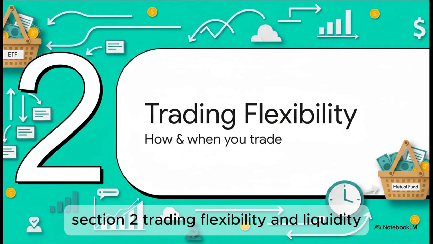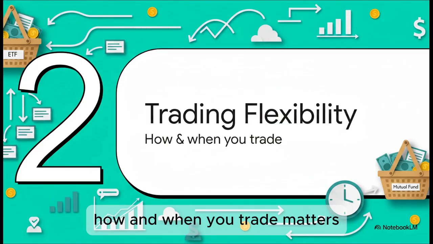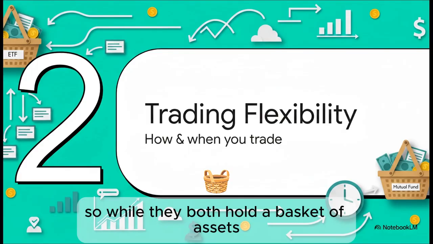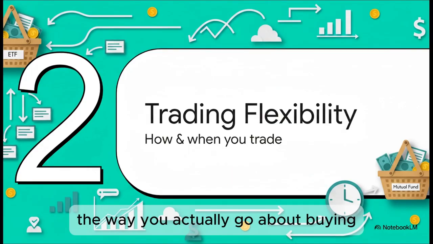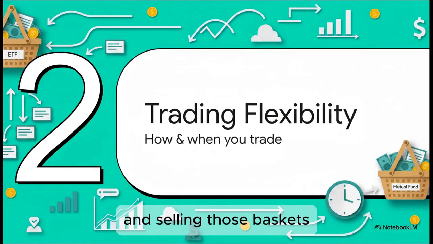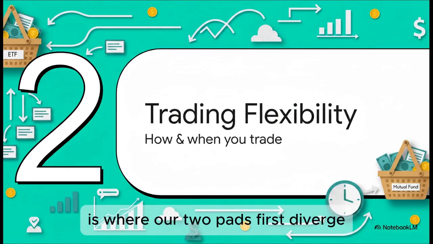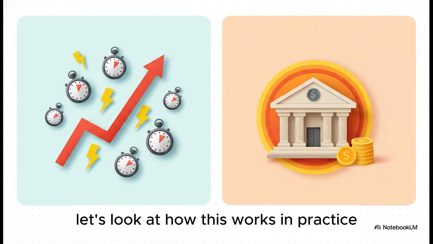Section 2. Trading flexibility and liquidity. How and when you trade matters. So while they both hold a basket of assets, the way you actually go about buying and selling those baskets is where our two paths first diverge. Let's look at how this works in practice.